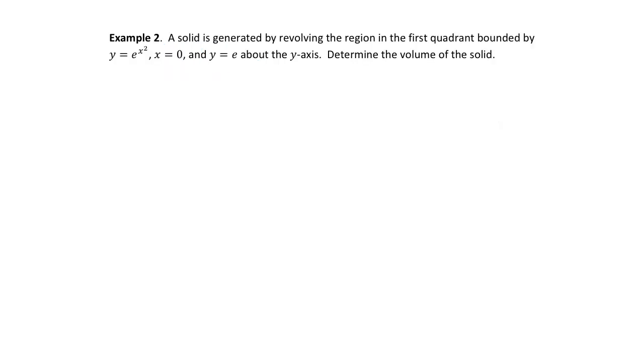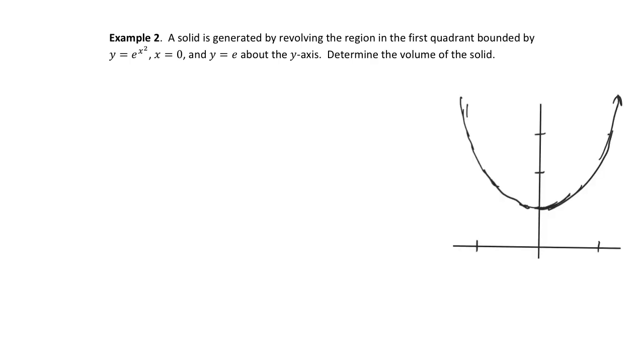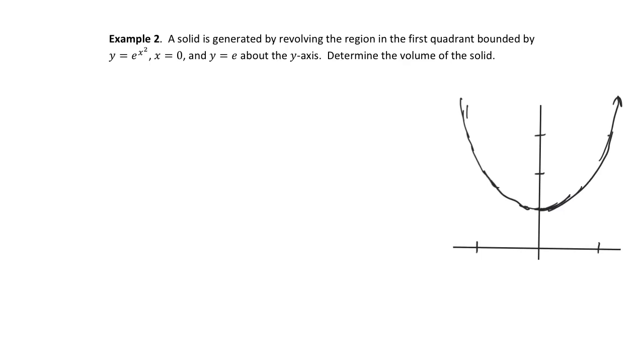For our next example, we have a solid that's generated by revolving the region in the first quadrant, bounded by y equals e to the x squared, x equals 0, that would be the y-axis, and y equals e. We're going to revolve this about the y-axis, and we need to find the volume of the solid. Here is our graph. You're welcome to use a graphing calculator. Now we want to graph y equals e. I haven't added that to the list here. E is about 2.718, so it's going to be up here.